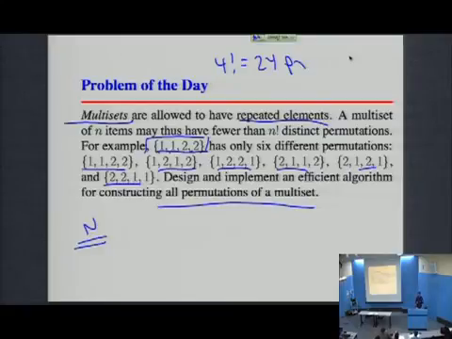So how do we go about generating these things? Can you offer your solution? Tell me about your solution. Let's create an array. I was thinking backtracking. Okay, backtracking. That's what we want.